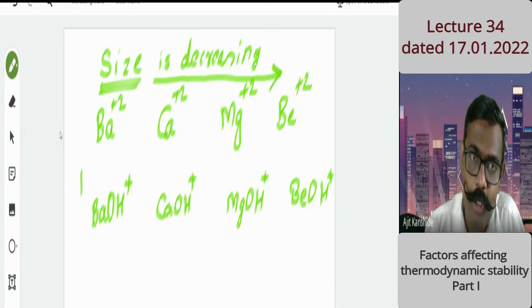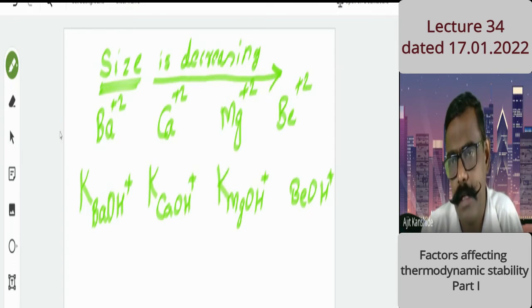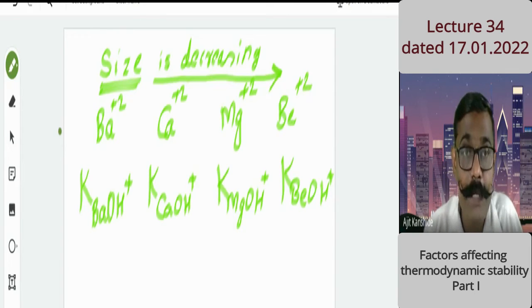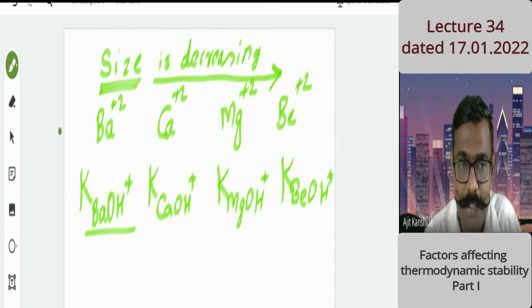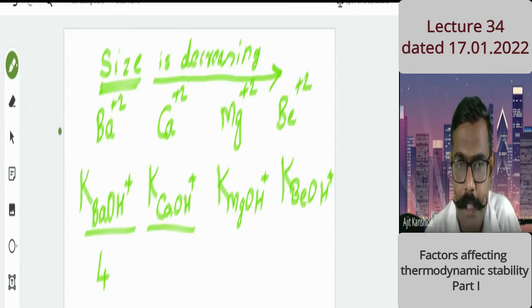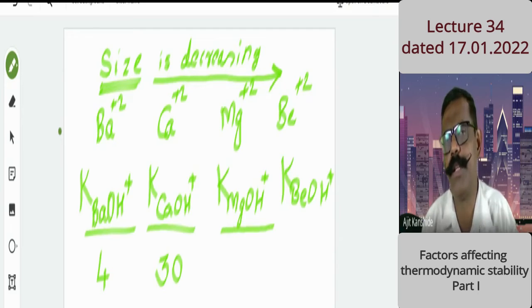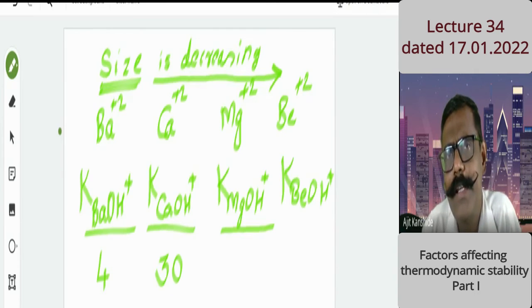Now, stability constants for them. Stability constants I am representing here by a simple term, that is K. And those stability constants were found to be, for the first complex BaOH plus, 4. For the second complex CaOH plus, 30. For the third complex MgOH plus, yes, last time also you studied that, no?